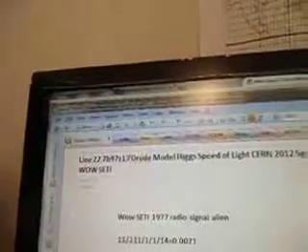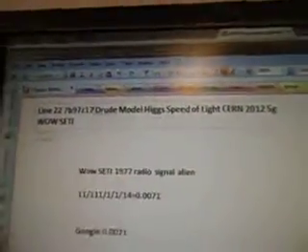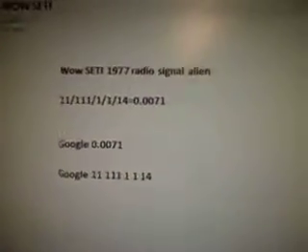So this is part 7z17. So it's 11, alright, line 22, 7b97z17. Drude model Higgs, speed of light, CERN, 2012, 5G Wow Seti. There's the alien radio signal and math equation there.